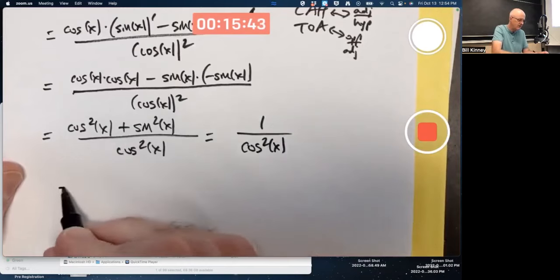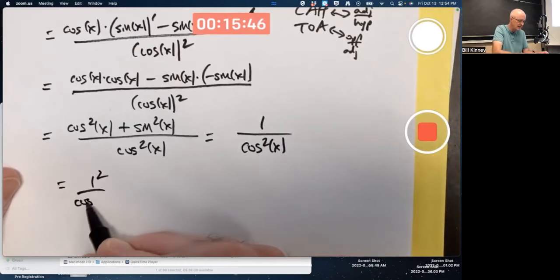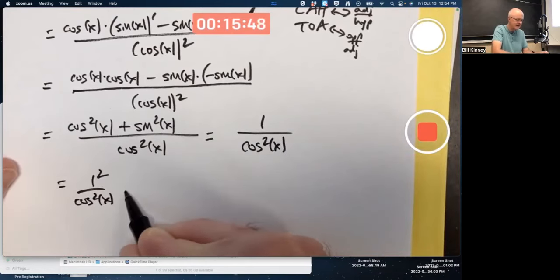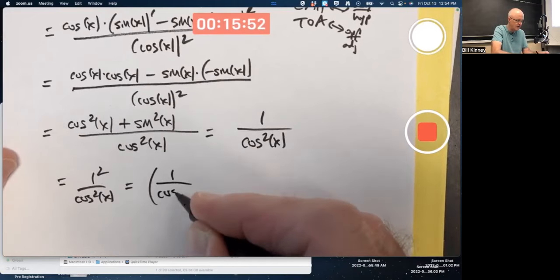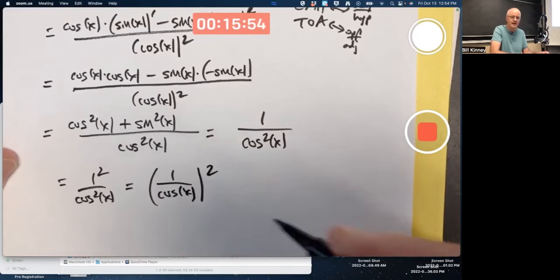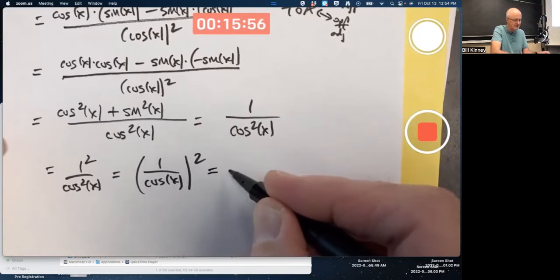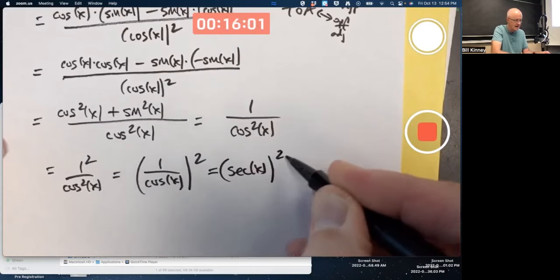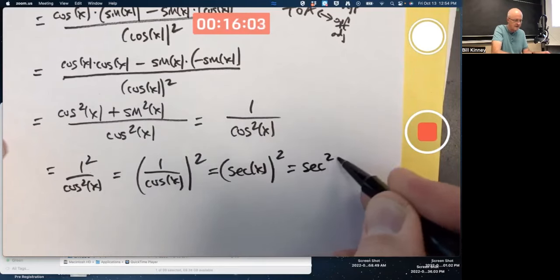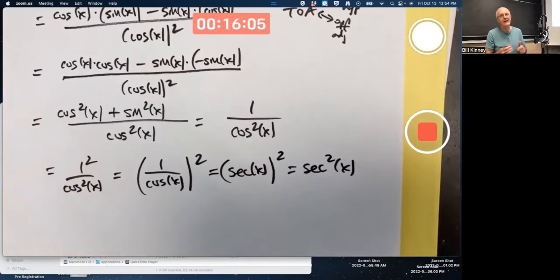Since 1 equals 1 squared, and since the ratio of two squares is the same as the square of their ratio, and since 1 over cosine of x is also called secant of x, another form of this answer is secant squared x. And that's, you might say, the simplest form of the answer.